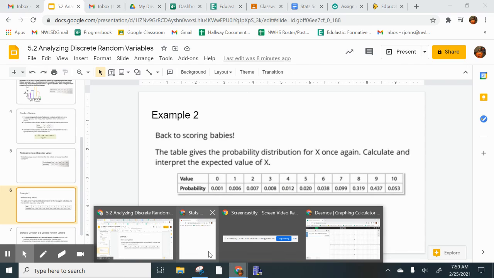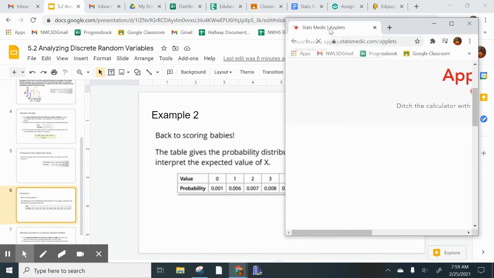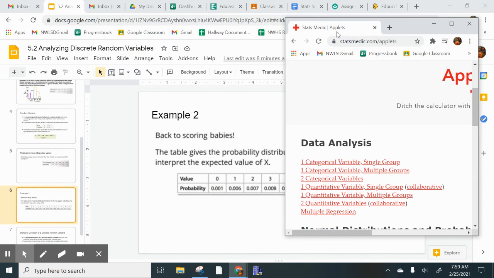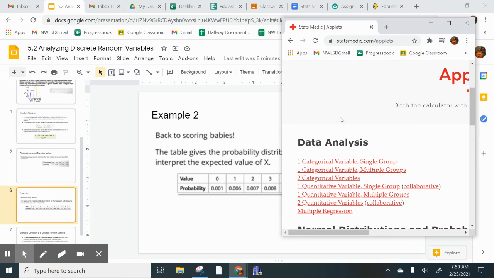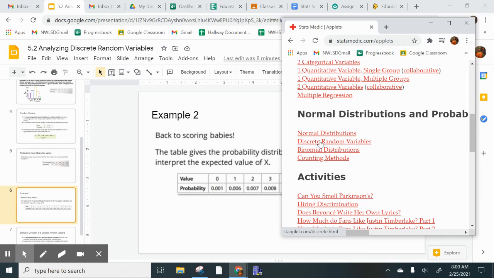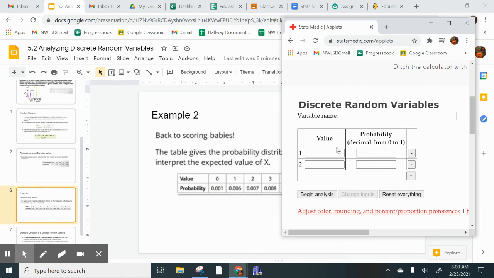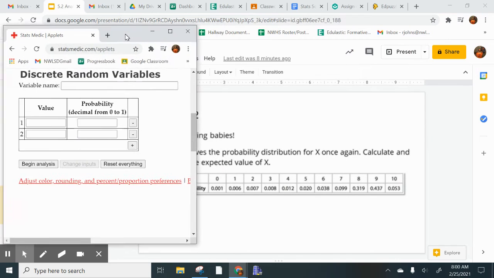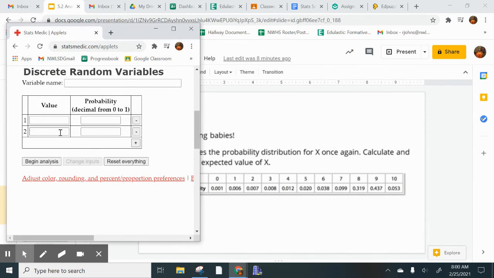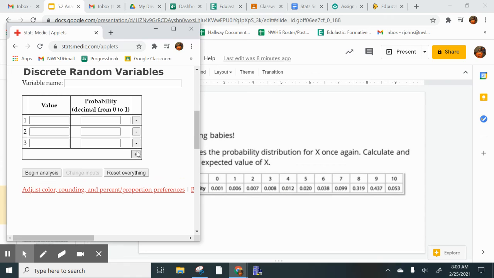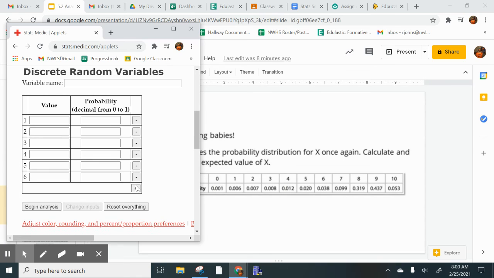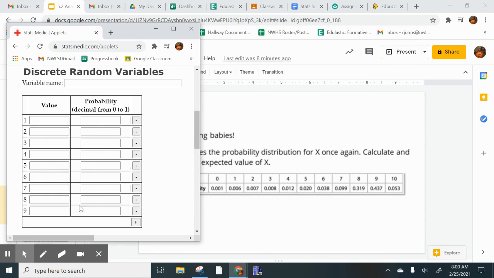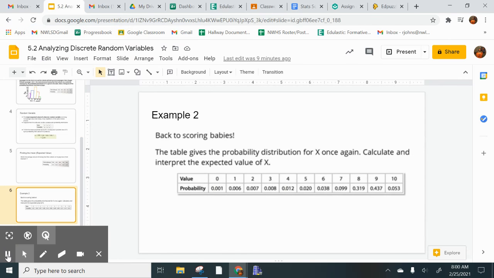What you want to do is go to this website here, and I'll even post this website in Google Classroom, and you want to go to discrete random variables. And I'm going to plug in these values here. We're going to need a lot more here. I'm going to plug these in and I'll get right back to you.